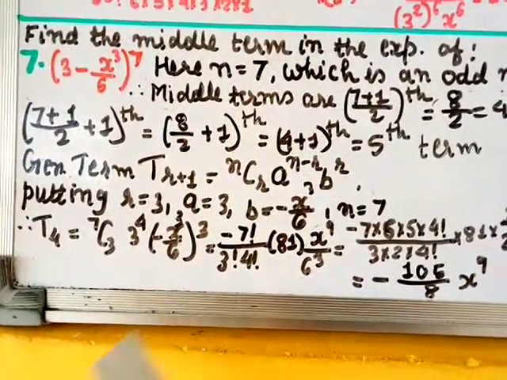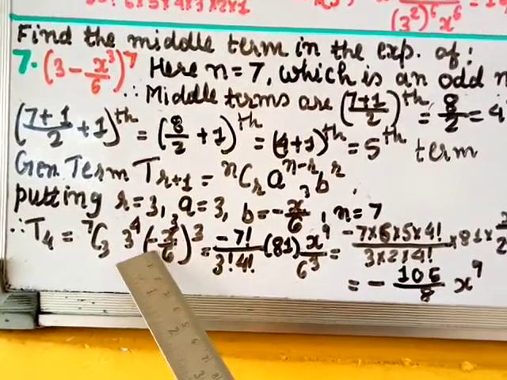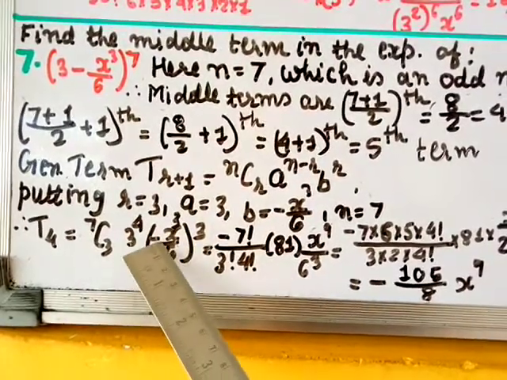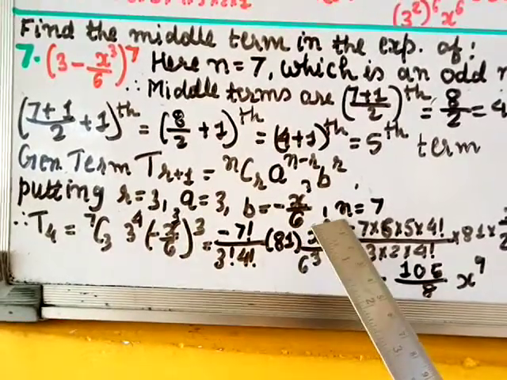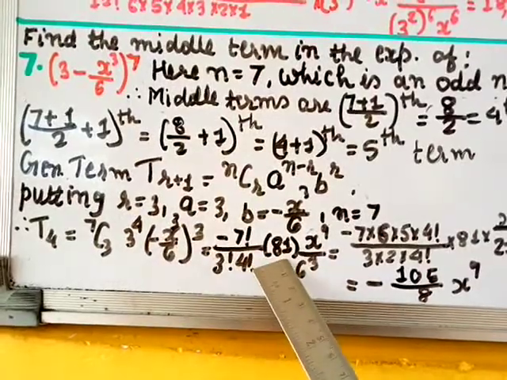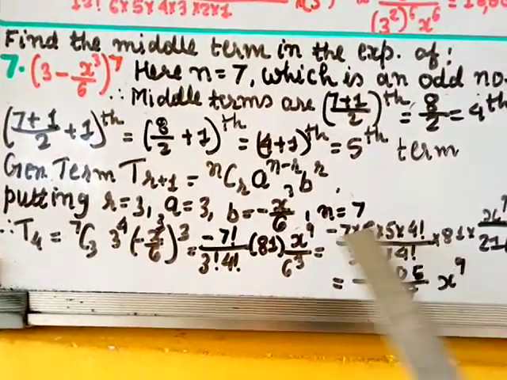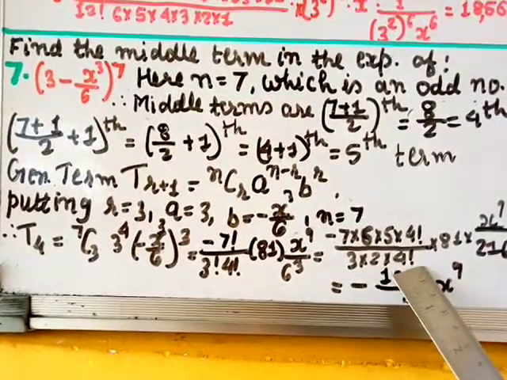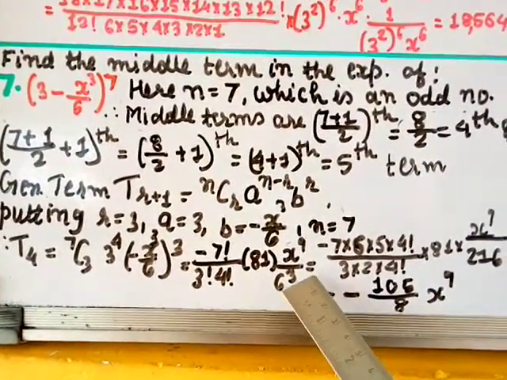Then again see here, it is minus raised to an odd power, 3, so this negative will come. In the simplification, for the minus it will be minus here. x³ to the power 3 can be written as x^9, and 6³ is as it is, and 3⁴ is 81. So 7 factorial is written as 7 into 6 into 5 into 4 factorial, minus as it is, 3 factorial as 3 into 2 into 1, 4 factorial as it is, 81 as it is, into x^9, and 6³ is 216.